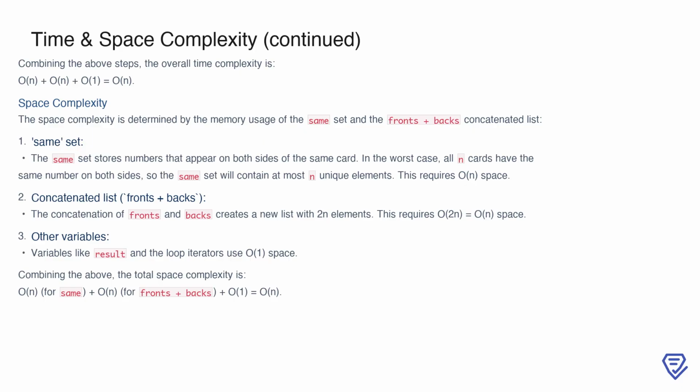The second contributor is the concatenated list fronts plus backs. This new list contains 2n elements, so it also requires O(2n), which simplifies to O(n) space. Finally, there are a few additional variables such as result and loop iterators, but these only use constant space, O(1). Adding these up, the total space complexity is O(n) for the same set, O(n) for the concatenated list, and O(1) for other variables, resulting in an overall space complexity of O(n).